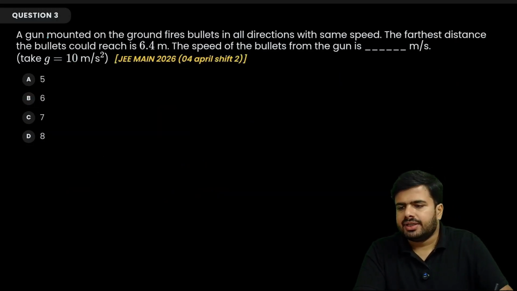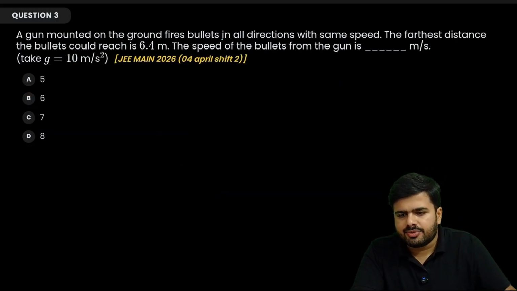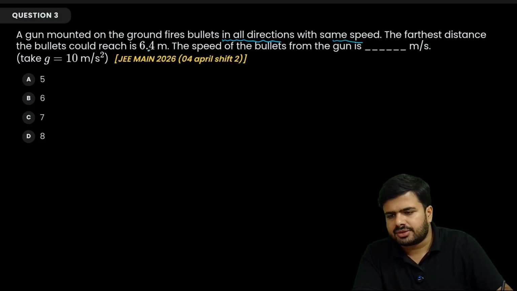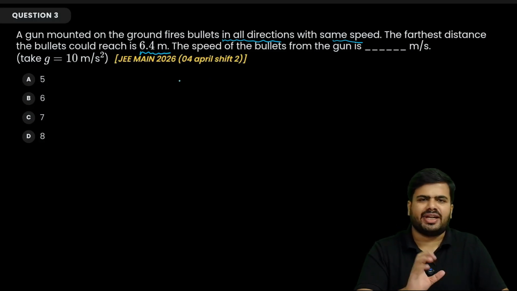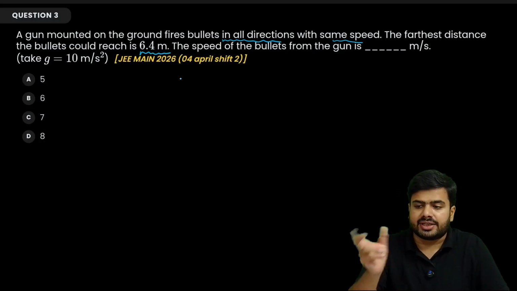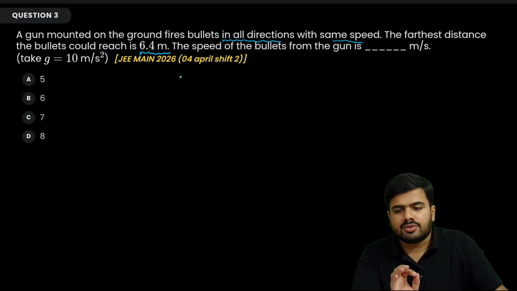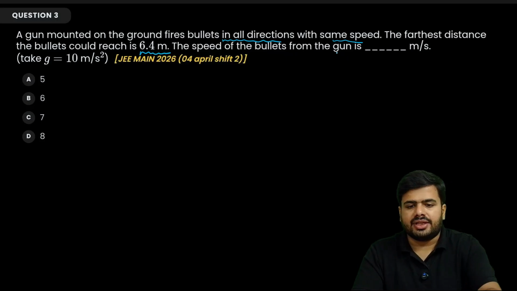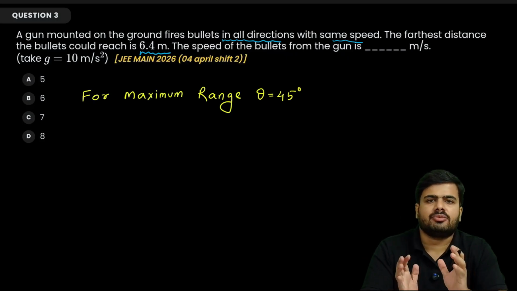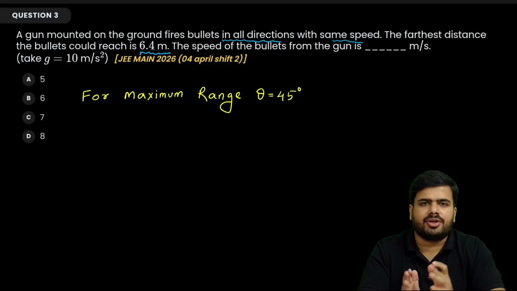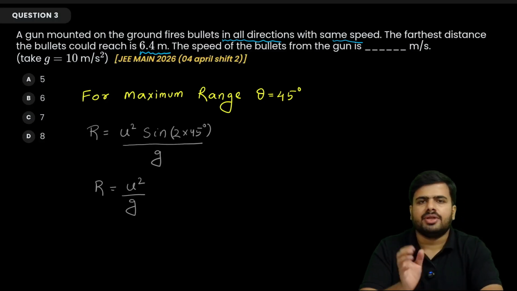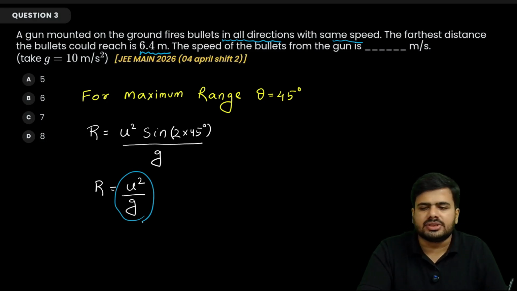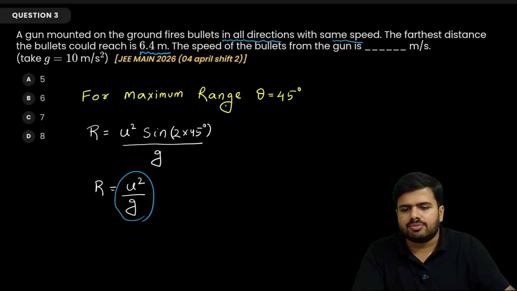Here they have given that a gun is mounted on the ground and fires bullets in all directions with the same speed. The farthest distance the bullet could reach is 6.4 meter. So the maximum range is clearly given. The speed of the bullet from the gun is how many meter per second? You all know that for maximum range, the value of theta is 45. If you substitute theta 45, you get the maximum range as u square upon g. So what do you have to find out here? The speed of the bullet from the gun.